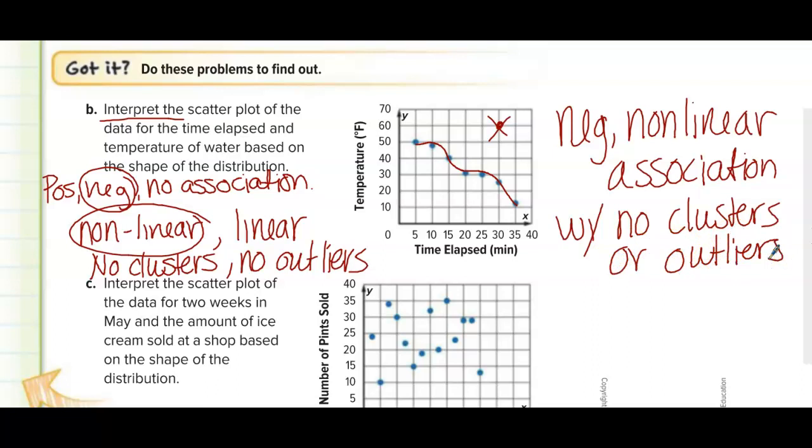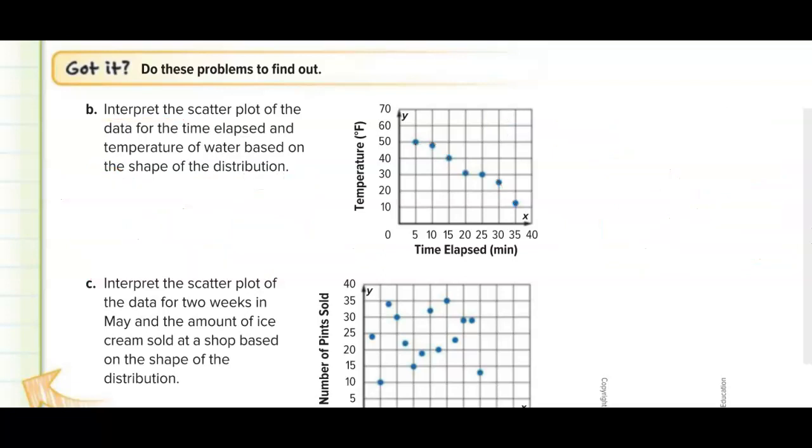Okay, so then we go to Got It C. I'm going to erase this so that you guys can see it a little better. We have to again interpret the scatter plot of the data for 2 weeks in May and the amount of ice cream sold at a shop based on the shape of distribution. So if you look at it, first of all, we have to see if there are any variable associations. So again, positive, negative, or none, or no association.